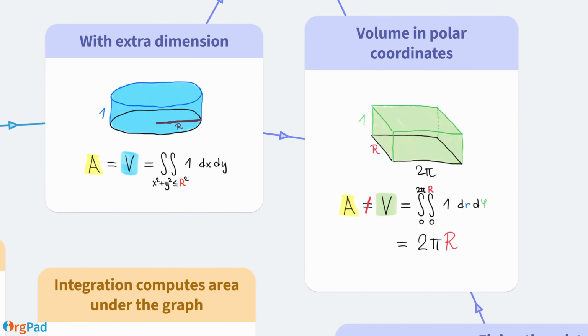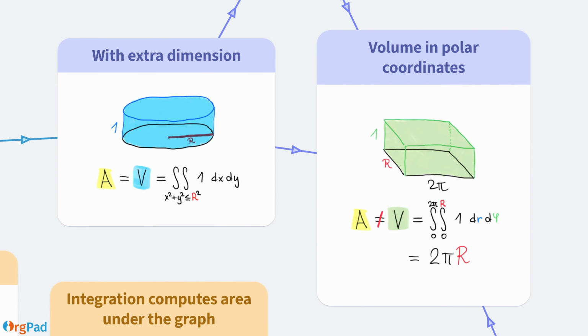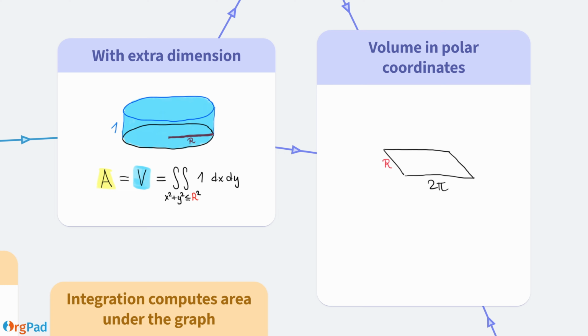Let's go back to the 3D images. The area A of a circle with radius r is equal to the volume of a cylinder with radius r and height 1. When we switch to the polar coordinates, we integrate over a rectangle with sides r and 2 pi, but the function is now r.